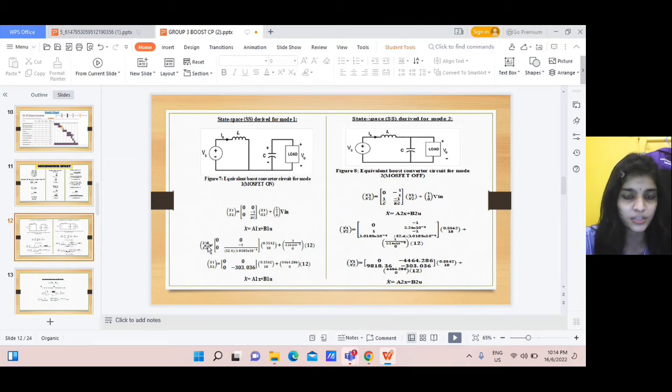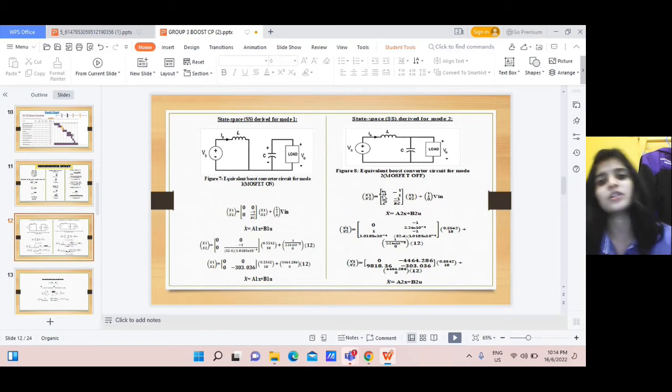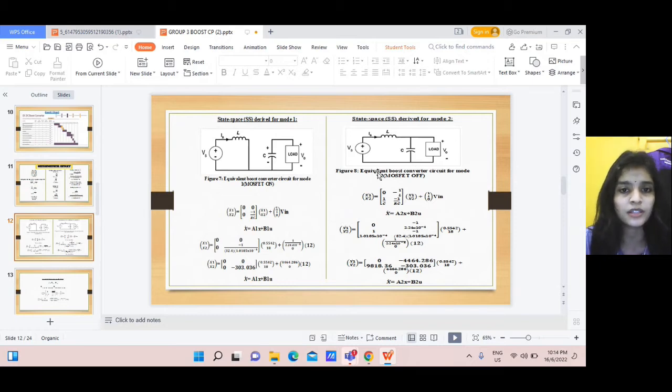This is the state space. Based on the formula, this is the formula we use, and then we substitute the values. Similar for mode 2, we use the same, but remember mode 2 is the one where the MOSFET will be in off condition. So the equation will be this, the state space that we obtain for mode 2. It's a formula, and we substitute the values and we can get the result.